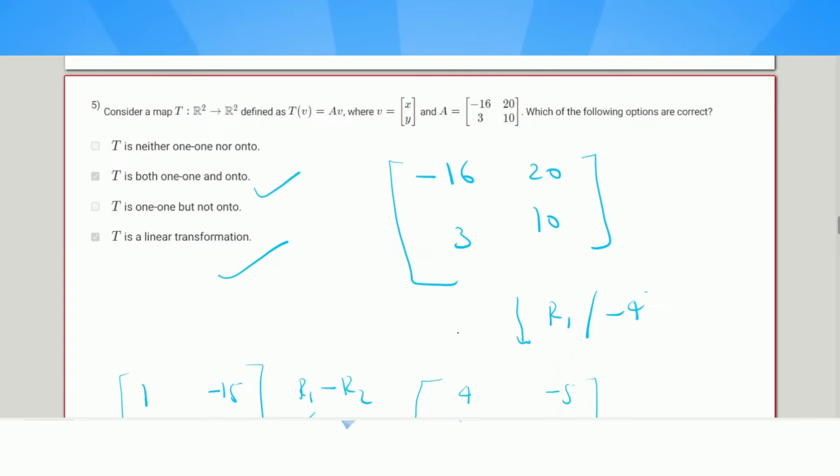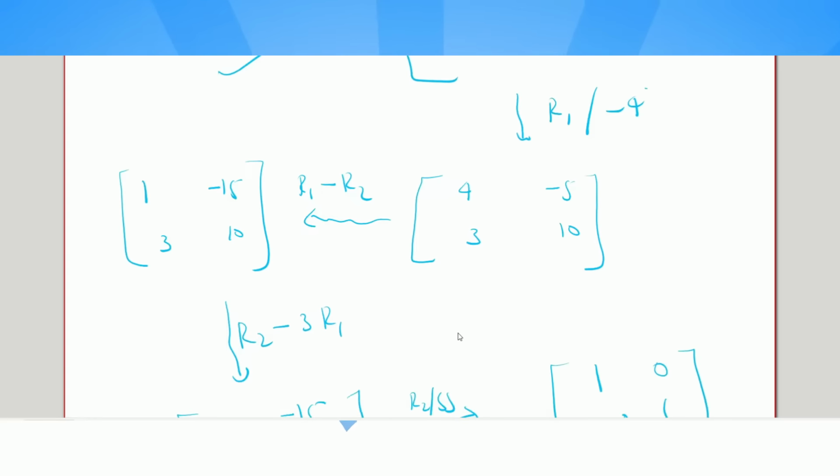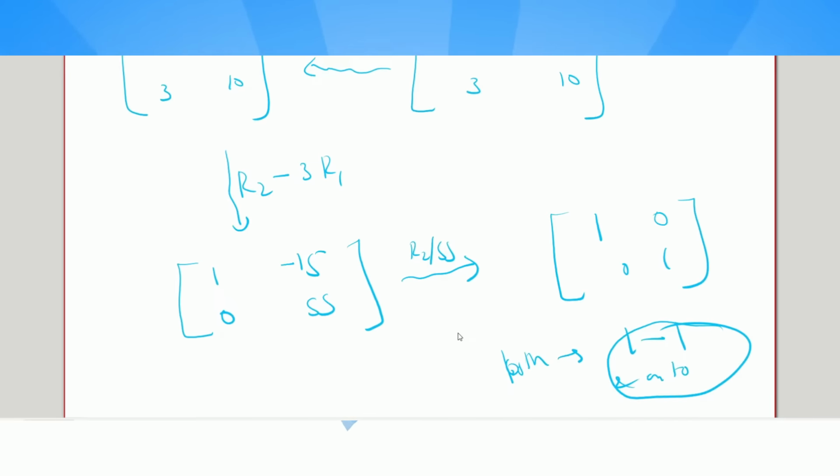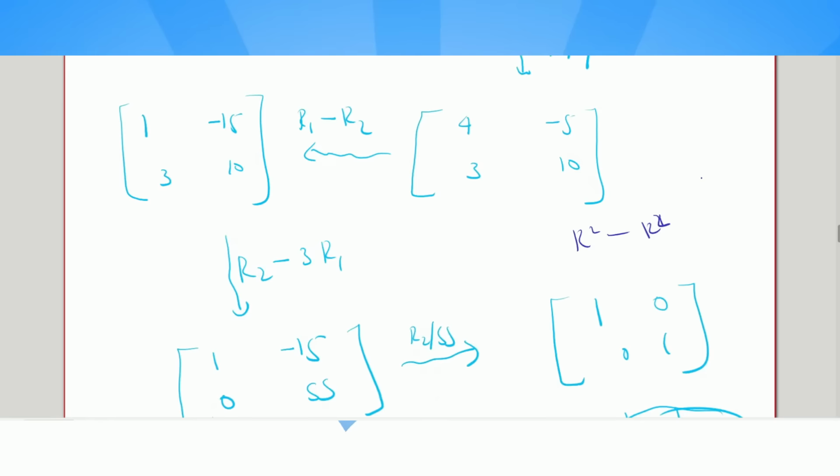See the next question. Consider a map R2 to R2 where T of (x, y) is equal to A times (x, y), and A is a matrix. Which of the following options are correct? First, we have to find the basis of the matrix A. For that we apply RREF on matrix A, and it becomes an identity matrix of order 2. So there are two independent columns, two independent vectors, and they will span the whole R2. So it is one-one, and it is an R2 to R2 transformation, so it is also onto. It is both one-one and onto R2, and a linear transformation also.